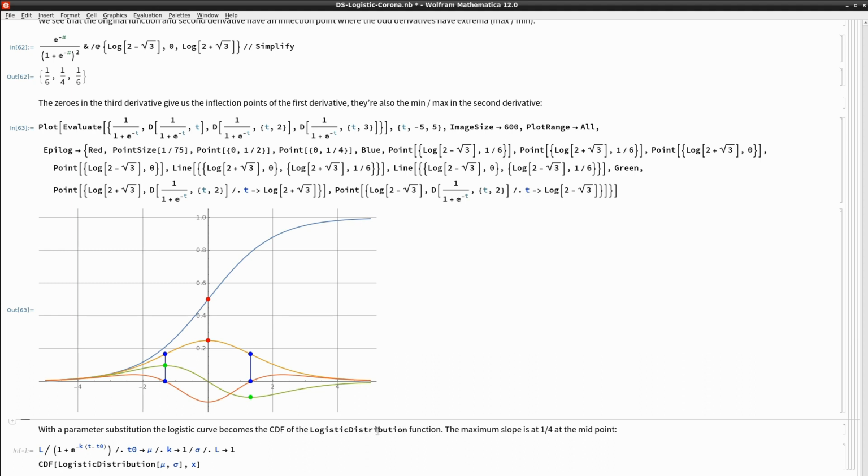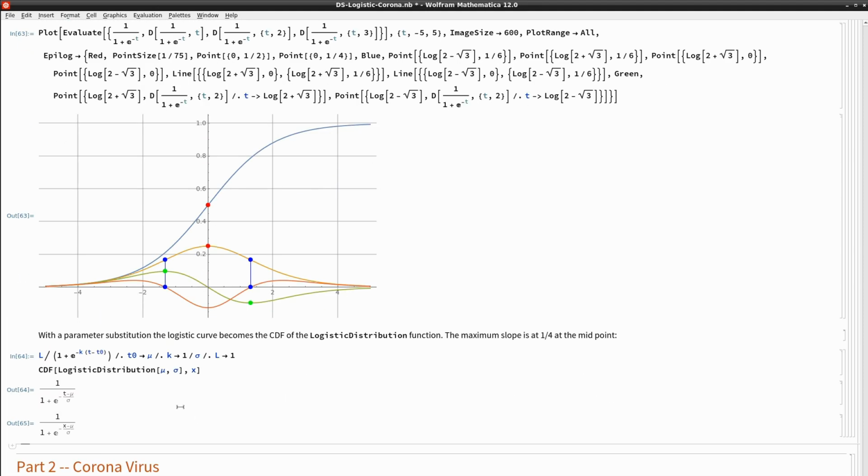All right. Next, I point out that with the parameter substitution, the logistic curve becomes the CDF of the logistic distribution function. The maximum slope is a quarter at the midpoint. So if we do a substitution here, T0 becomes mu, K becomes 1 over sigma, and L becomes 1, we're getting the CDF for the logistic distribution.